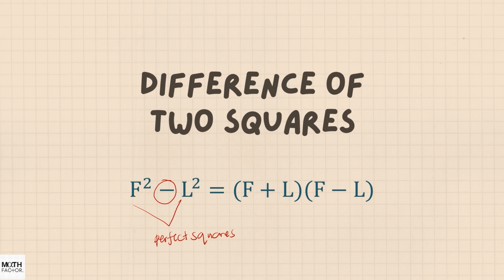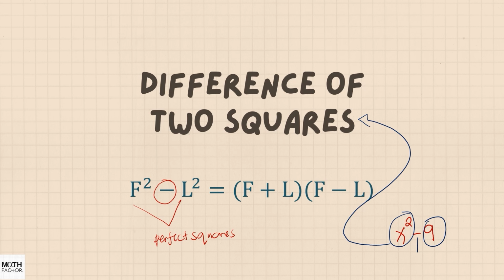For example, let's look at the expression x squared minus 9. Here, x squared is a perfect square. 9 is also a perfect square, and it is expressed with a subtraction symbol. That's why this is a difference of two squares.